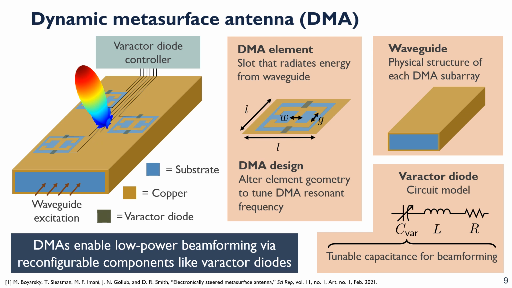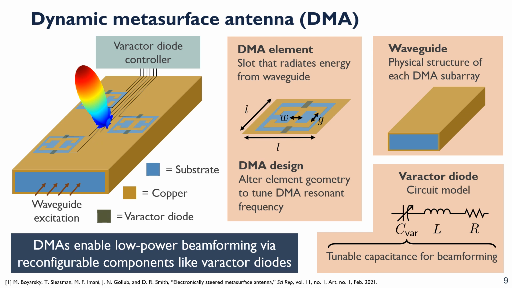These reconfigurable components, as we've shown here as varactor diodes, are then integrated into each of the different DMA elements to reconfigure that radiated beam pattern. And that reconfiguration actually works by altering the resonant frequency of each of these DMA elements. As we see in our varactor diode circuit model there, the varactor diode is a tunable capacitor. So it'll have a tunable capacitive component and then a parasitic inductance and resistance.